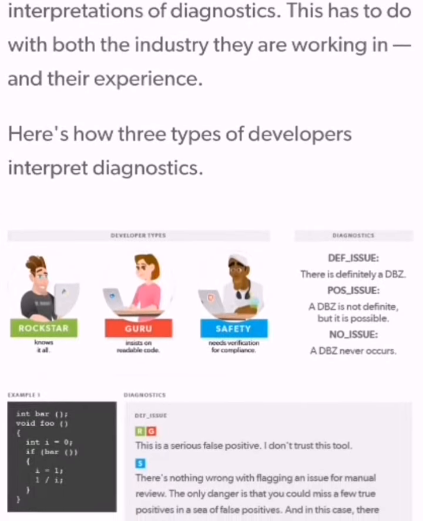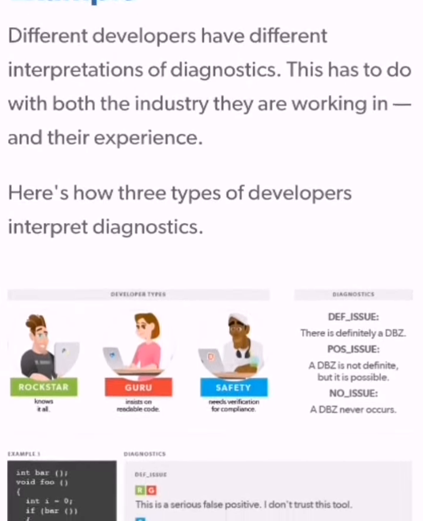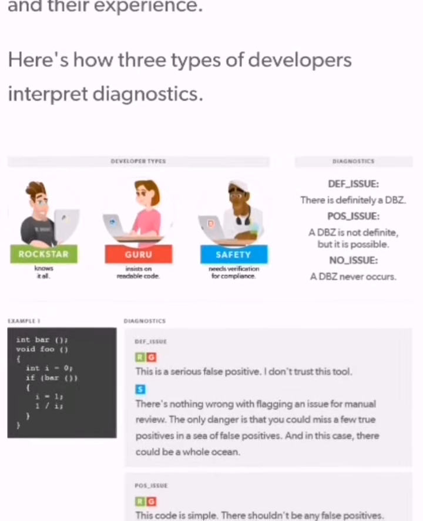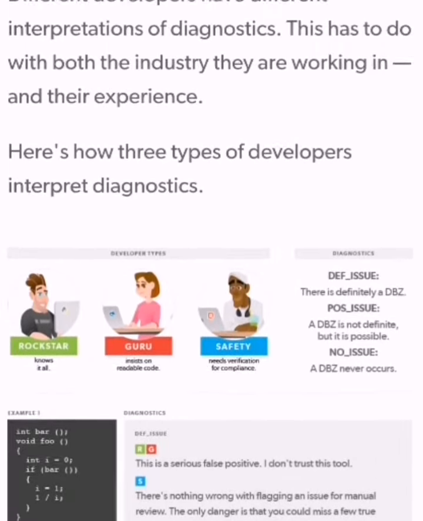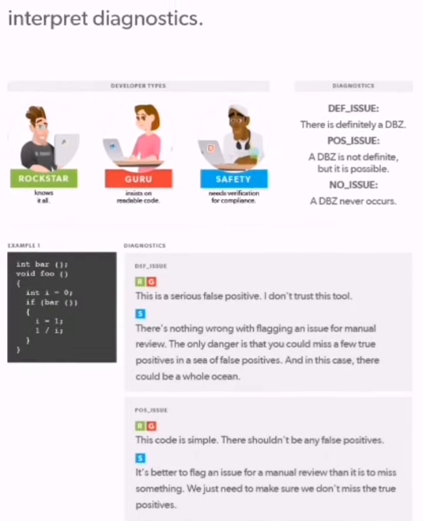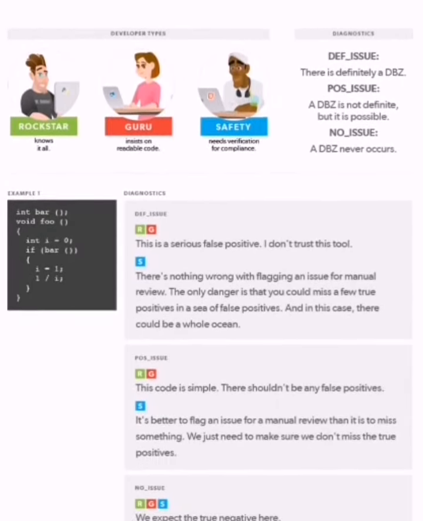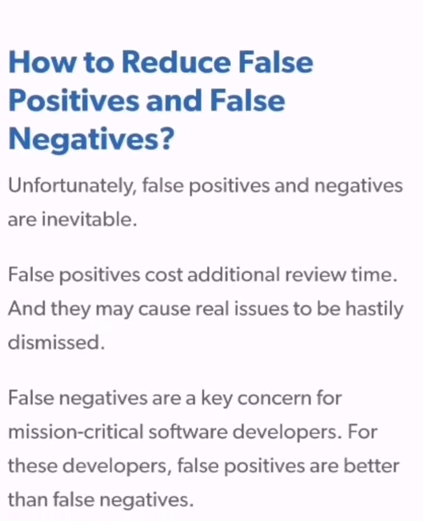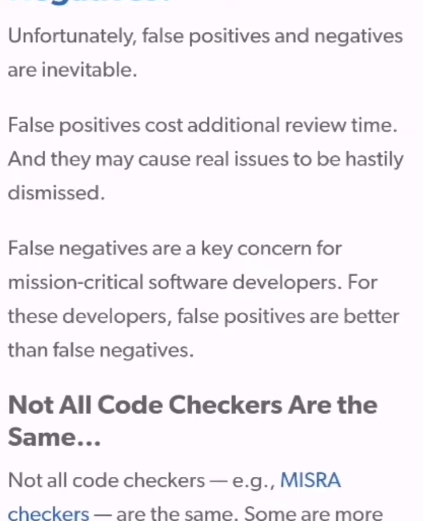Different developers have different interpretations of the diagnostics. This has to do with both the industry they are working in and their experiences. Here is how three types of developers interpret diagnostics, and how to reduce the false positives and false negatives.